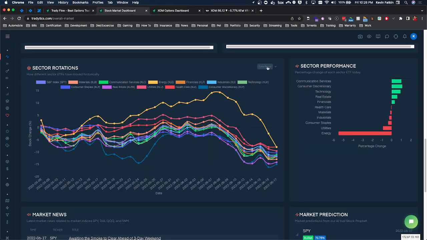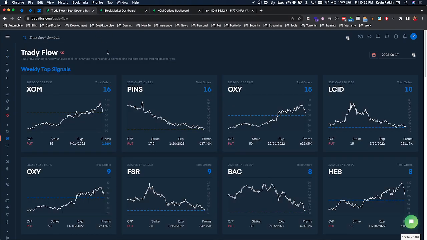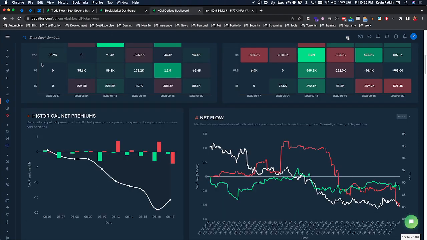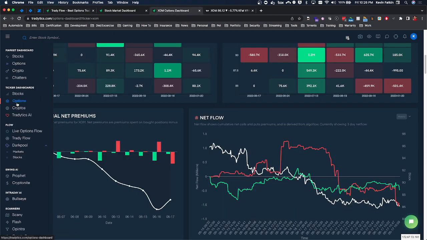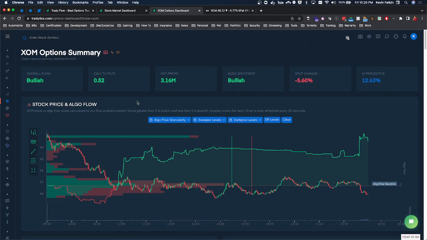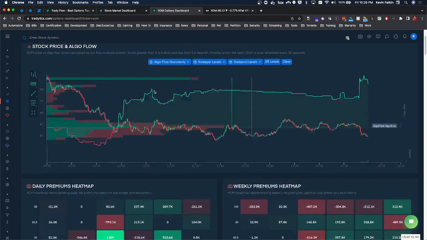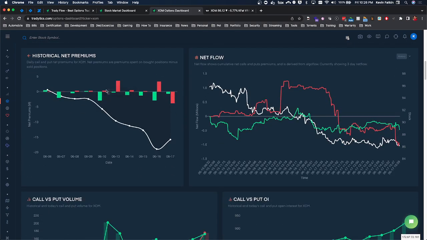So once we have the confirmation of how sectors have been going and we see the TradyFlow signals pointing out all these orders and premiums coming in that are very bearish on XOM, the first thing I did was go into the ticker dashboard under options. Right away, now this has adjusted today after the sell-off. This is what it currently looks like, but I wanted to show what I was looking at the time.